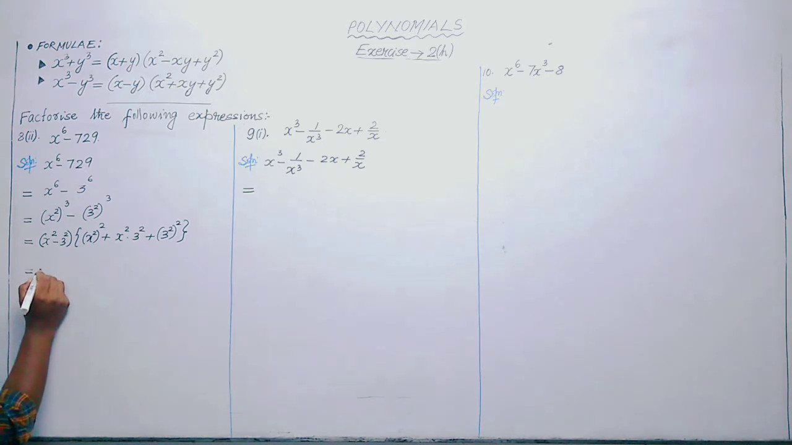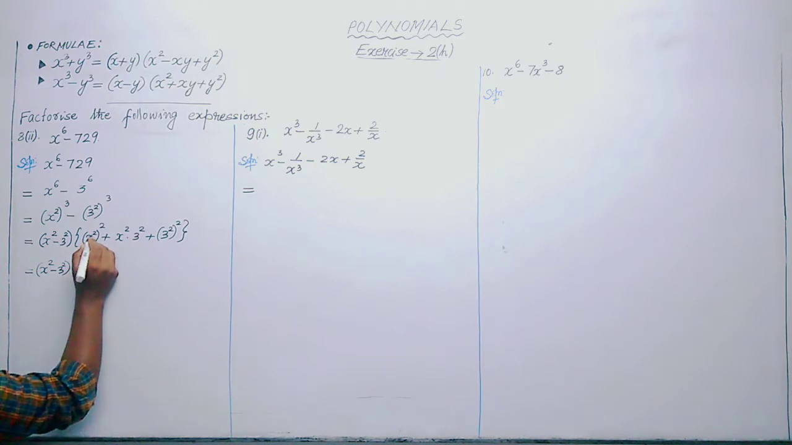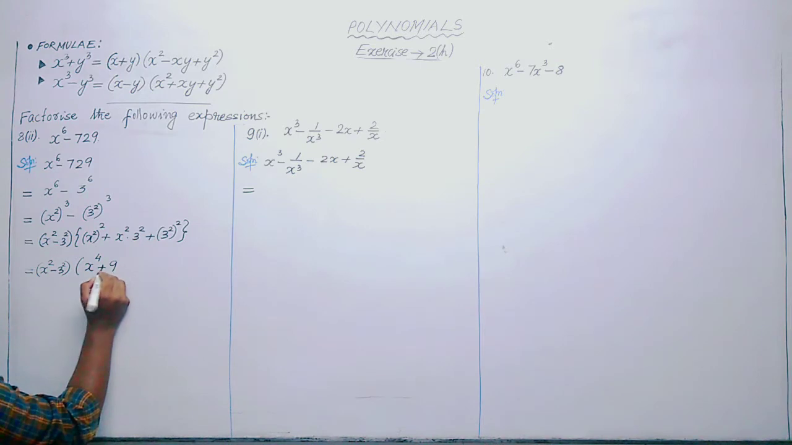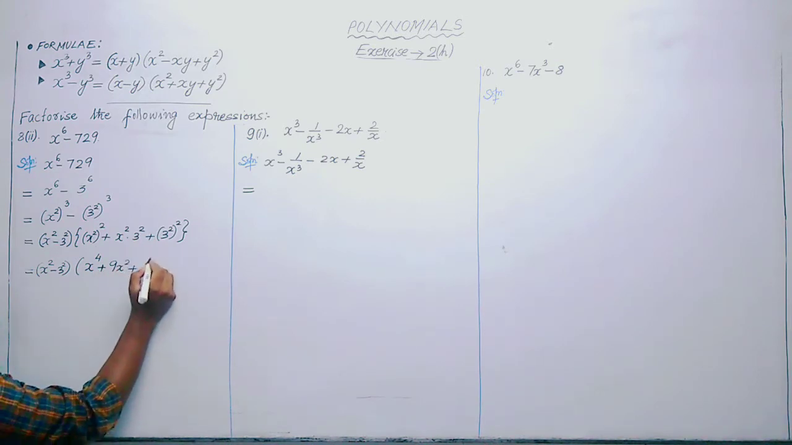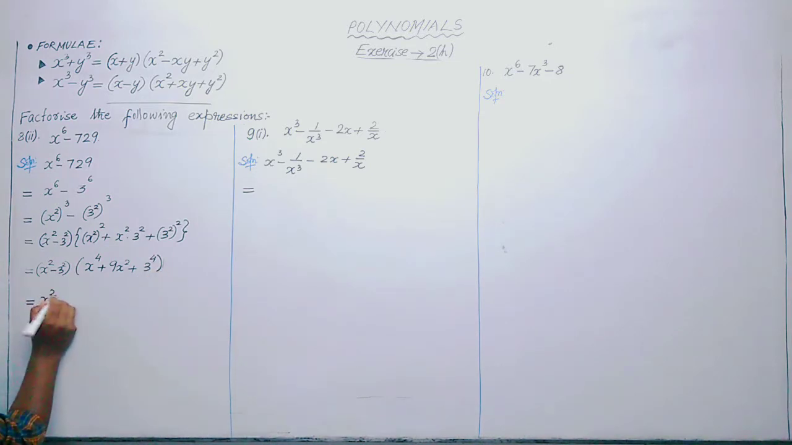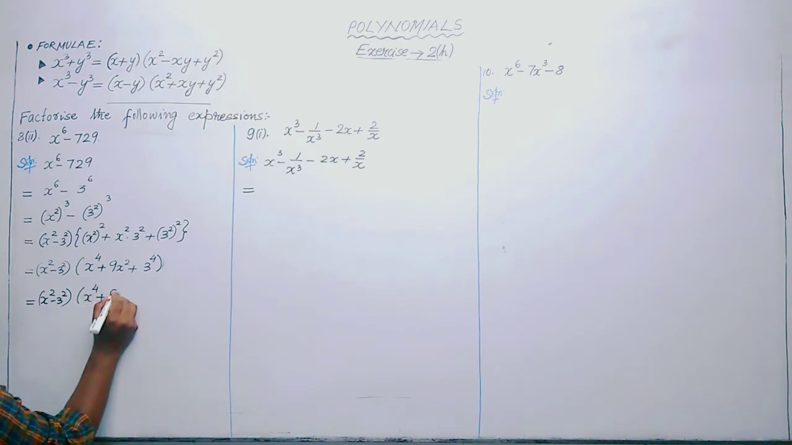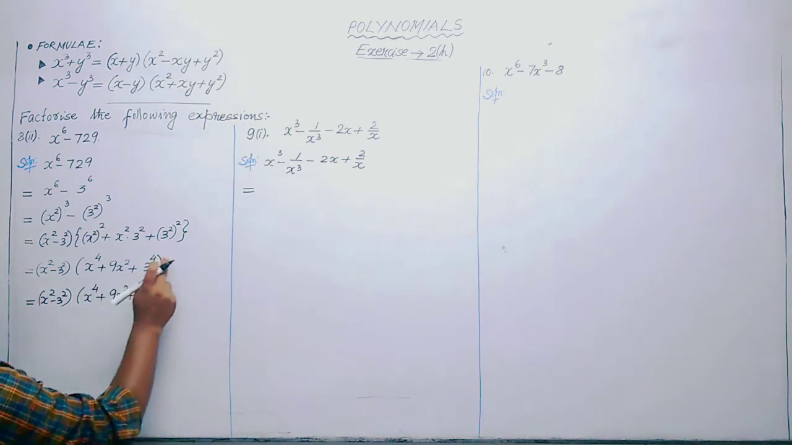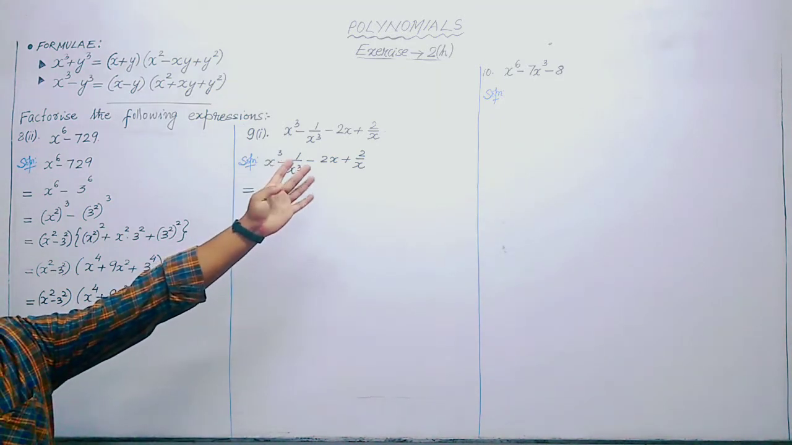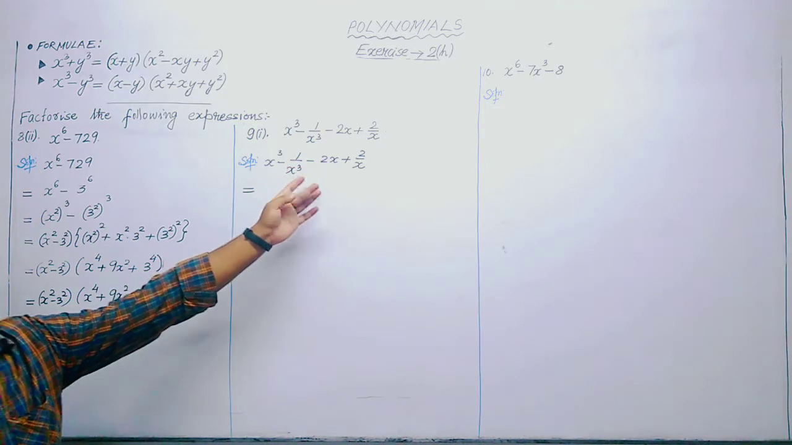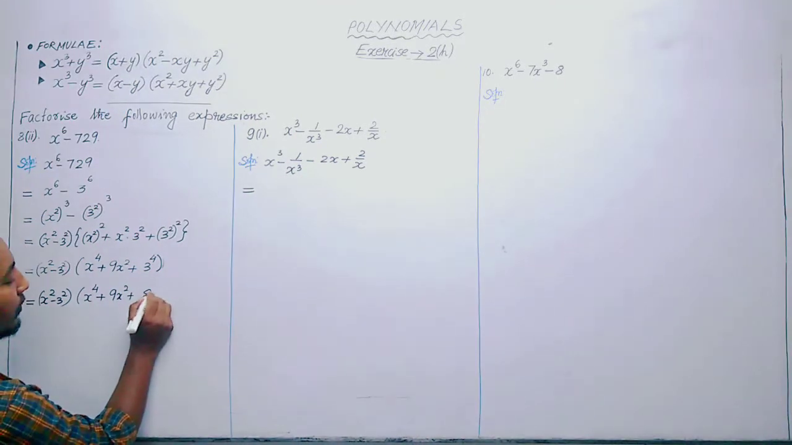Now you will have x square minus 3 square. Here you will have x to the power 4, 2 twos are 4, plus 3 square is 9, 9x square, plus 3 to the power 4. You will have x to the power 4 plus 9x square plus 3 to the power 4, which means 3 into 3 into 3 into 3. 3 threes are 9, 9 threes are 27, 27 threes are 81. So you'll have 81 here.